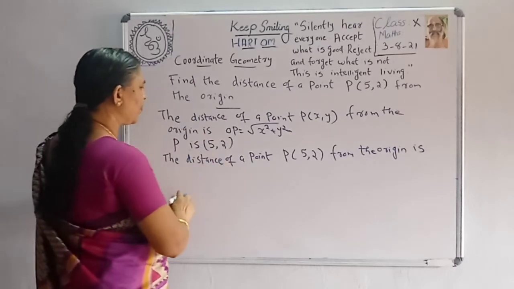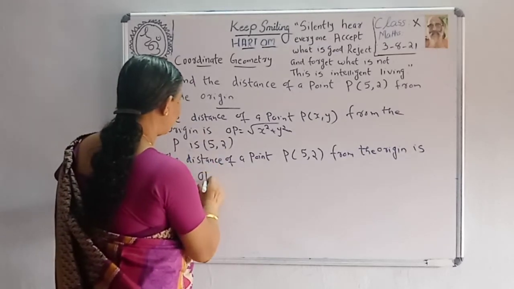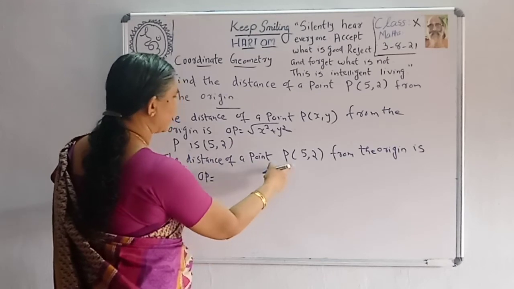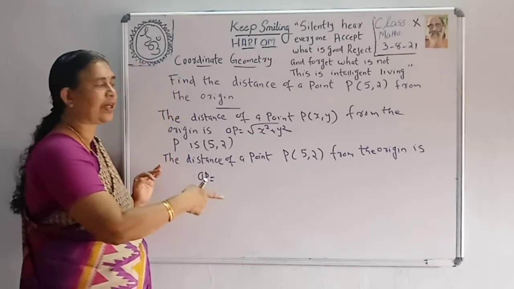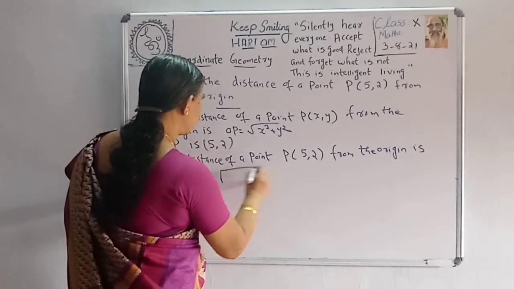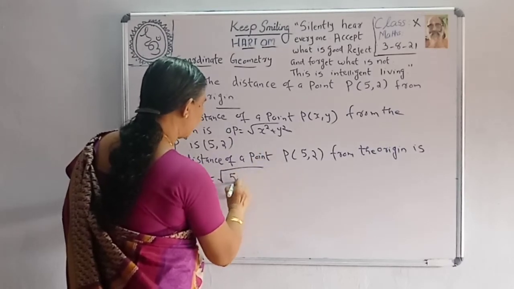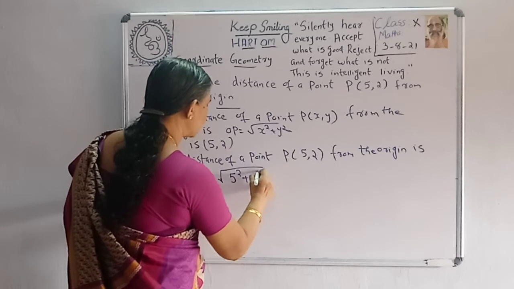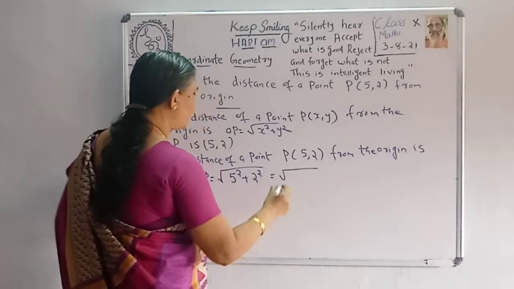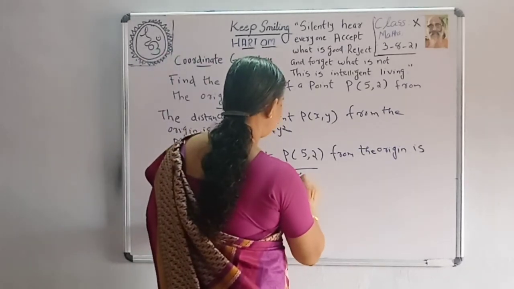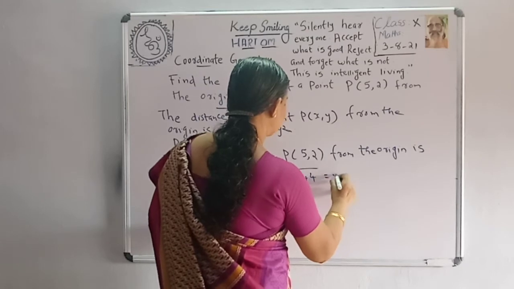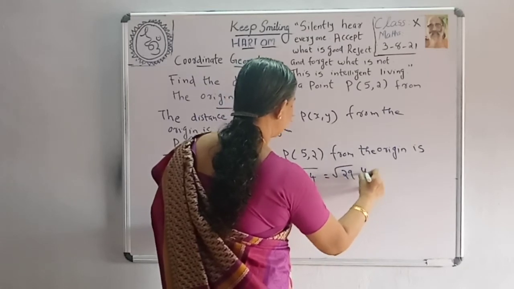So here, what is OP? OP is equal to the square root of x square plus y square. The x coordinate is 5 and the y coordinate is 2. Therefore, it is the square root of 5 square plus 2 square, that is the square root of 25 plus 4, which is equal to square root of 29 units.